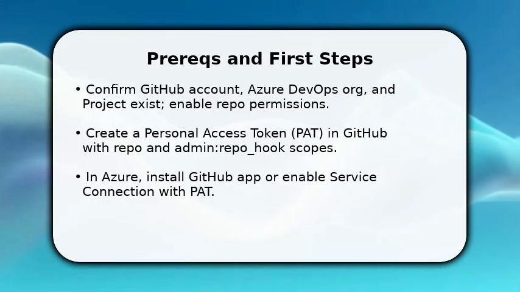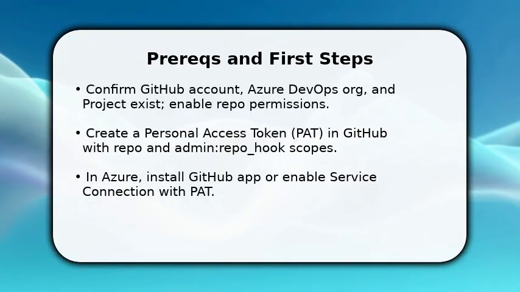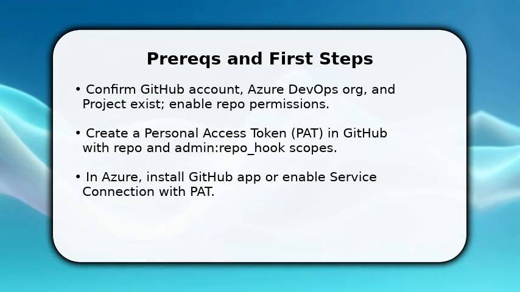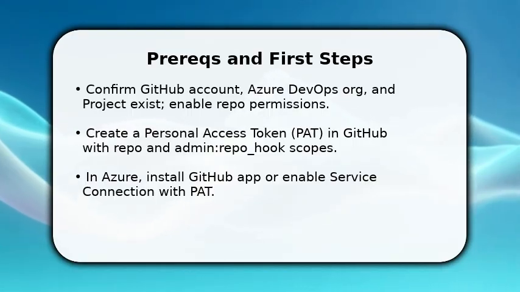Enjoy the video. You start by verifying essentials. You need a GitHub account, an Azure DevOps organization, and a project. Once confirmed, create a GitHub personal access token with repo and webhook scopes so Azure can read and push.